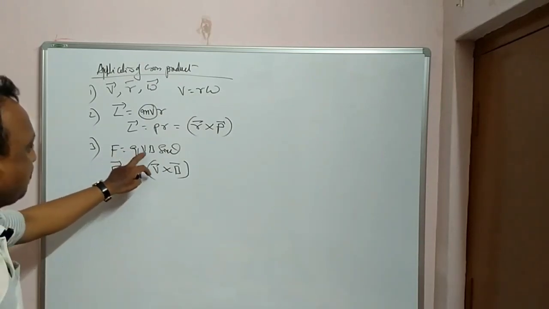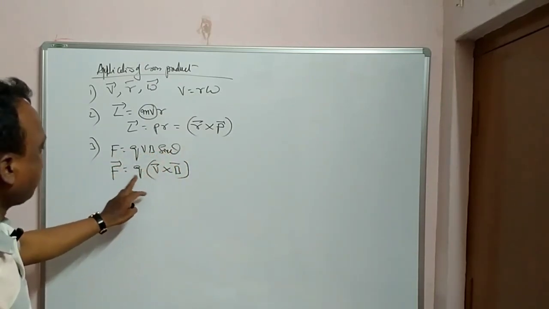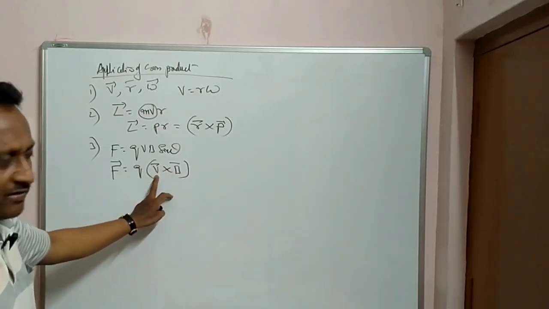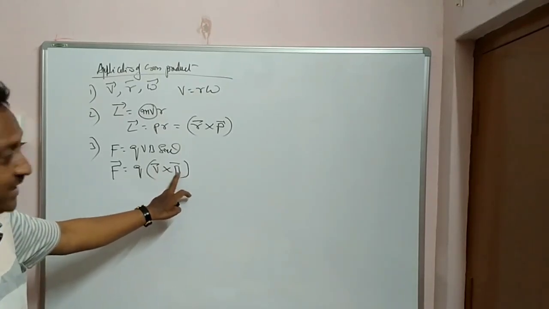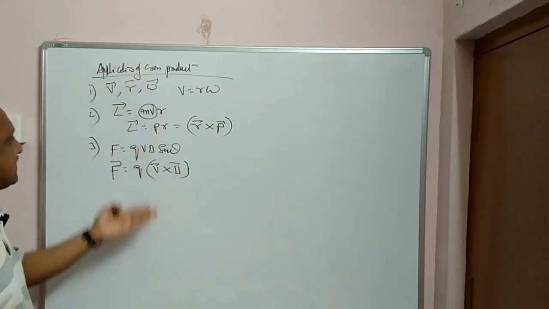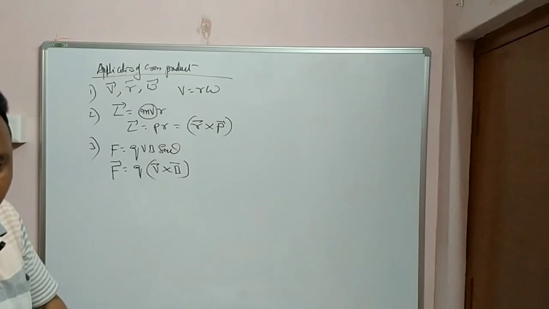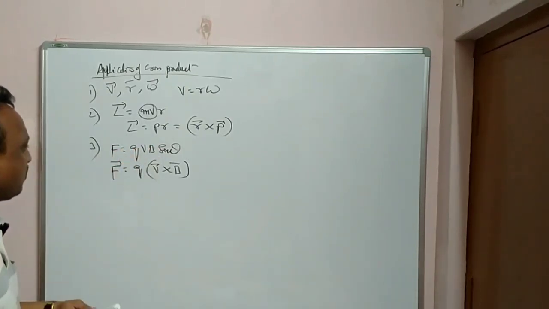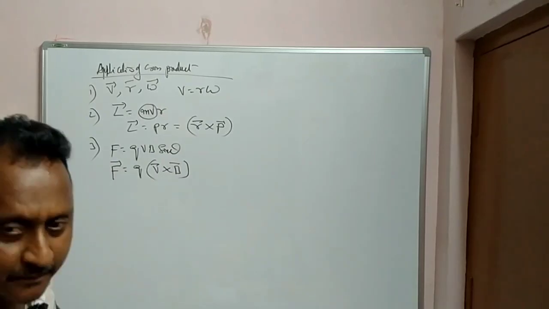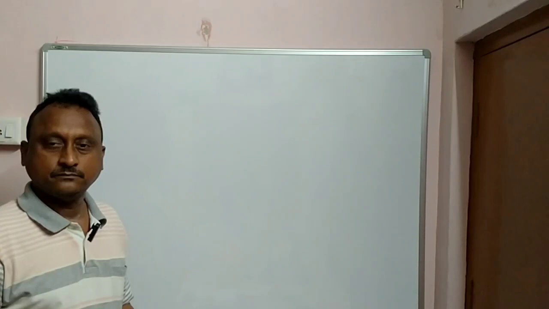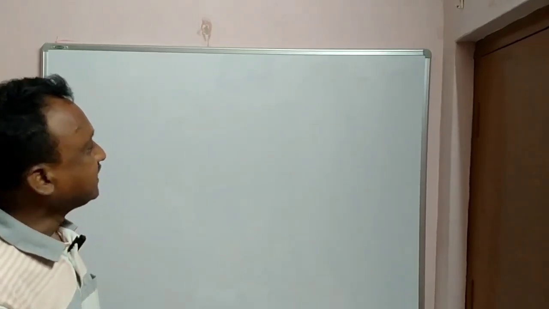F is equal to QVB sin theta. F is equal to charge into V cross B. Here V is the velocity of the electron, B is the magnetic field intensity, the magnetic field induction. So like this you can apply the cross product in different cases: in the derivation of V is equal to R omega, angular momentum r cross p, and also F is equal to QVB sin theta. Okay, right. So these are the main applications.